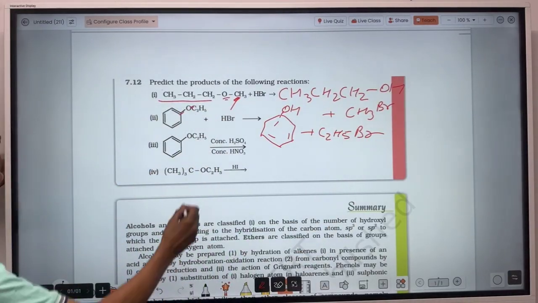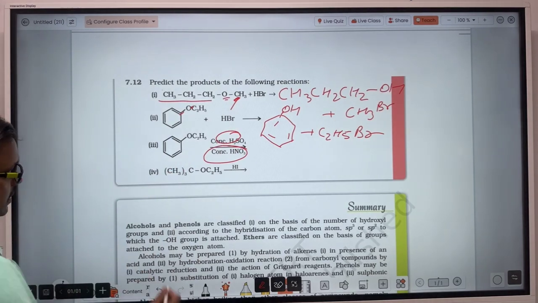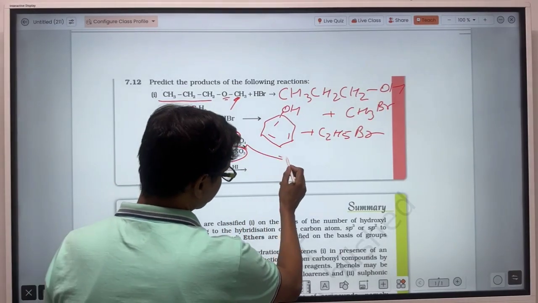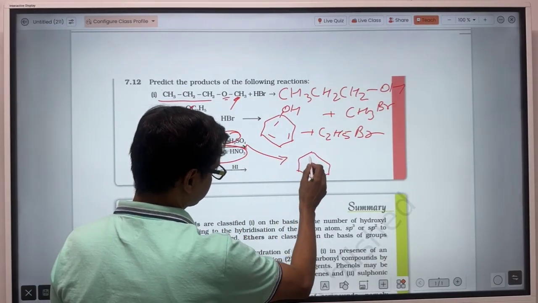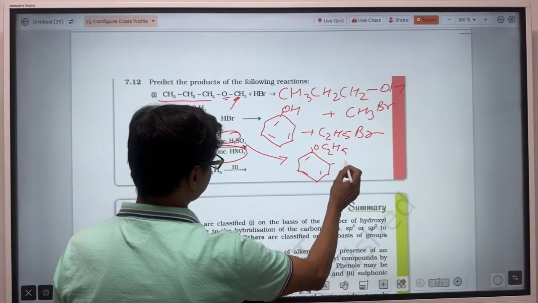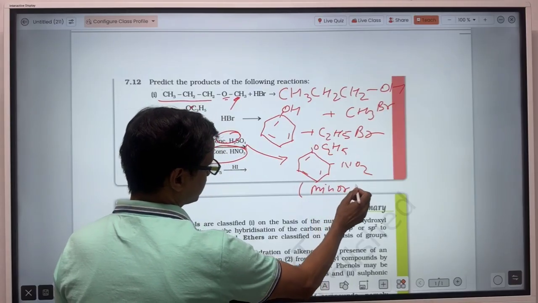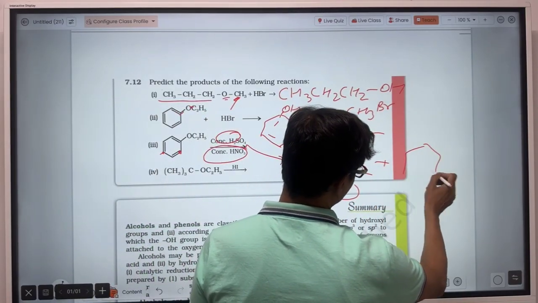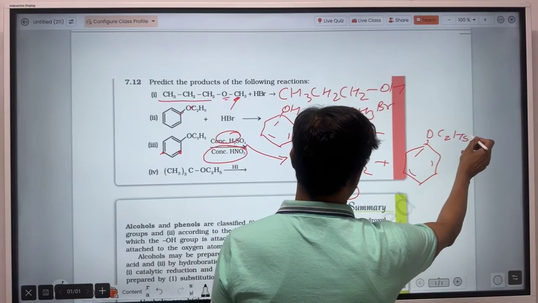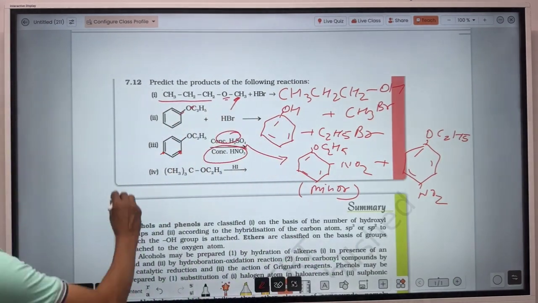Here you do H2SO4 and HNO3. So there will be an electrophilic substitution reaction. NO2 will bond to the ortho position as well as at the para position. So a compound will be here. When NO2 attaches to the ortho position, that will be the minor product, and the major product will be when NO2 is bonded to the para position. Okay, this question you do by yourself.